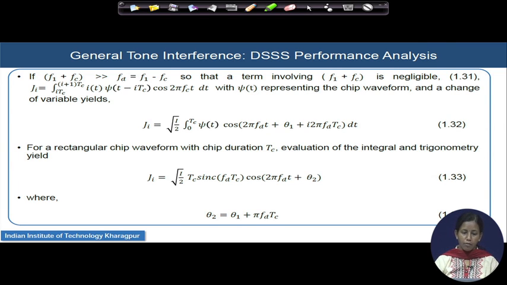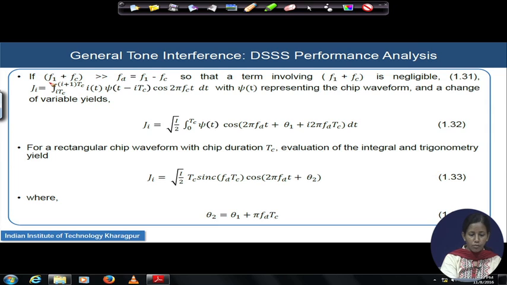We have also already discussed that this consideration holds good because the difference frequency is very small compared to f1 plus fc, so all the terms in this derivation which involve f1 plus fc we will be neglecting. We will refer once again to the expression of ji, because ji is a part of zi. We saw in the earlier module that zi is constituted of si plus ji plus ni. It is the input to the adder circuit.